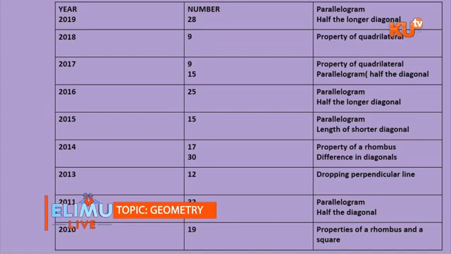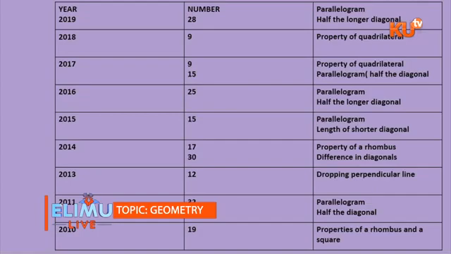And then in 2015, it was question number 15. Here you are expected to draw a parallelogram. After drawing the parallelogram, you are expected to find the shorter diagonal. And then in 2014, there were 2 questions, number 17 and number 30. In number 17, you are expected to give the property of a rhombus, and those are the same properties that I've just discussed.